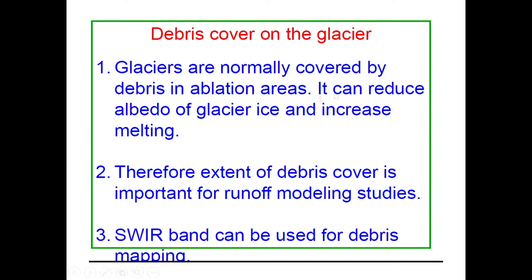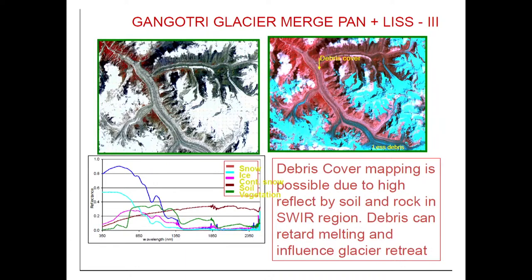Glaciers also have debris covered areas. Glaciers are normally covered by debris in the ablation area. Because of the debris, the albedo of the snow and ice gets reduced. Therefore, the extent of debris cover is important for runoff modeling, and we usually use the SWIR band to map the debris covered glaciers along with the thermal data.